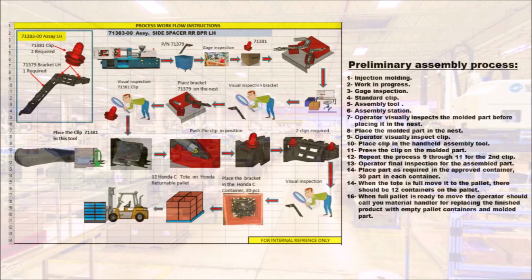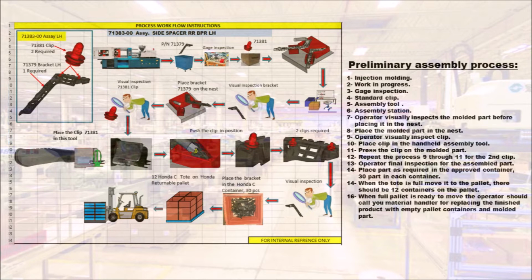Preliminary assembly process. 1. Injection molding. 2. Work in progress. 3. Gauge inspection. 4. Standard clip. 5. Assembly tool. 6. Assembly station. 7. Operator visually inspects the molded part before placing it in the nest. 8. Place the molded part in the nest. 9. Operator visually inspects clip.